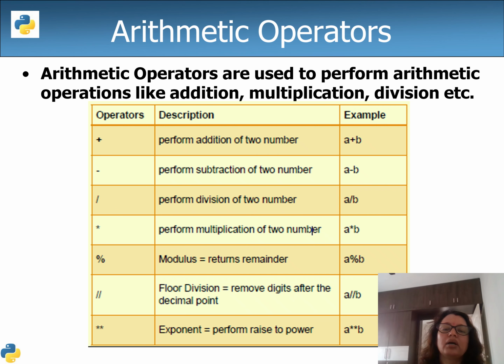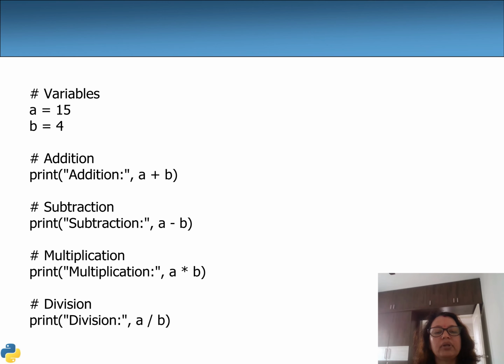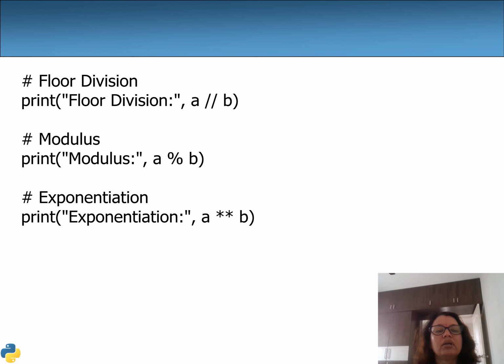Arithmetic operators are used to perform arithmetic operations like addition, subtraction, multiplication, division, etc. This is the example for arithmetic operators: plus, minus, and division. Star is for multiplication. Percent is for modulus. Double slash is for floor division. Double star is for the exponent. So this is the example: I have taken A is equal to 15, B is equal to 4, and I have printed A plus B, A minus B, A multiplied by B, A divided by B. Based upon that, it will give the result.